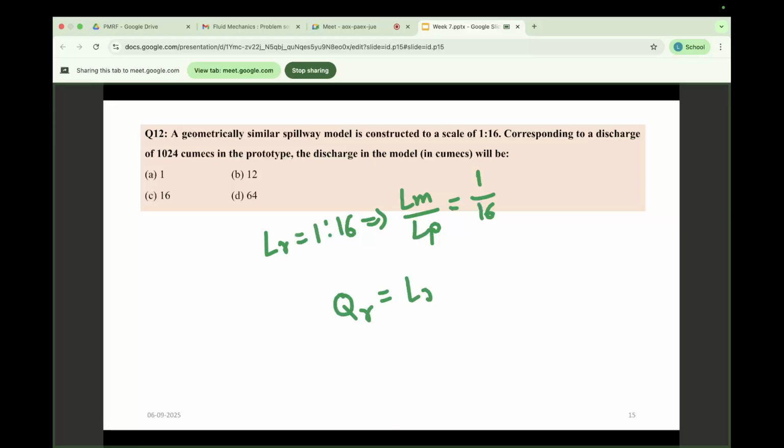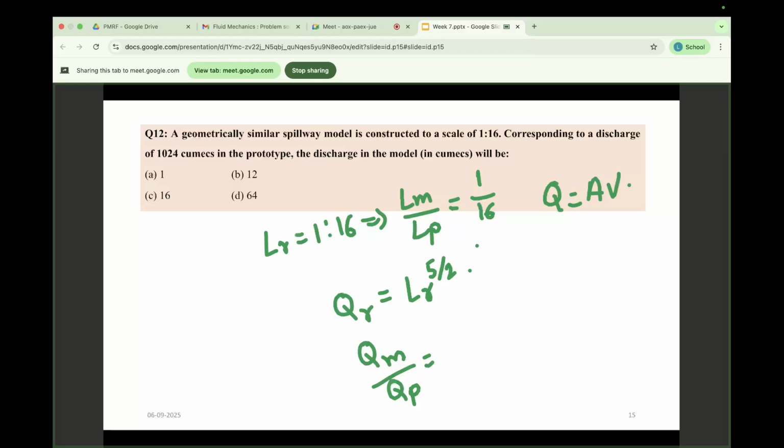QR is equal to LR to the power 5 by 2. Like that you got. How did you get it? Q equal to AV. Using this, you can find this one, right? So in place of QR, I can write what QR is. QR means QM by QP.